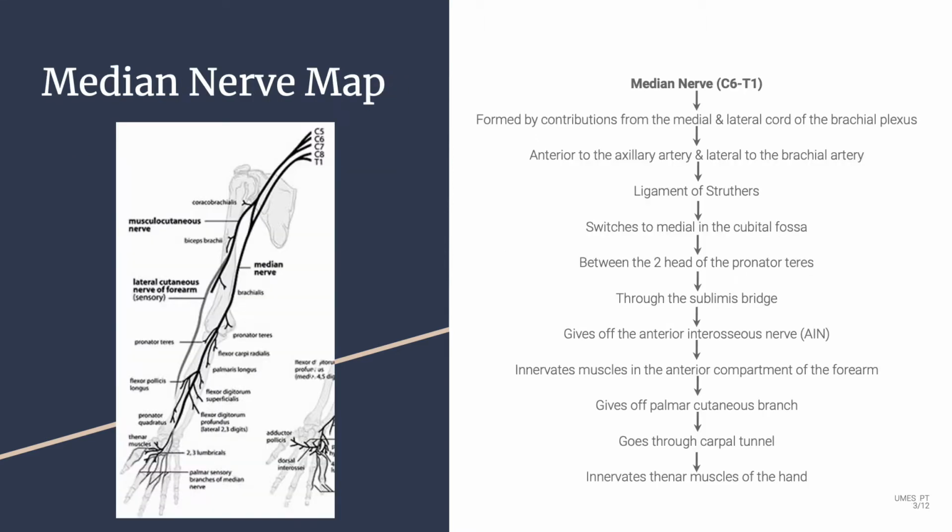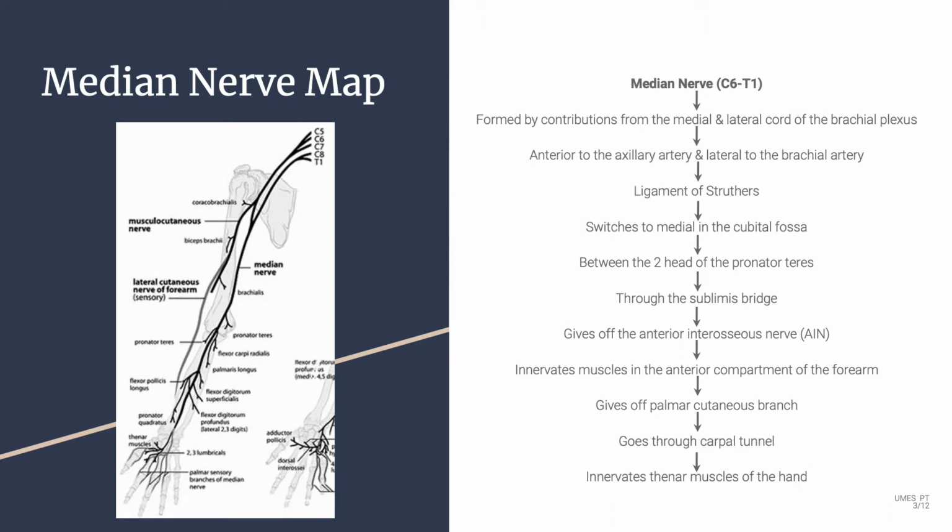So now we're going to go over the median nerve map, and it's important to understand the course of the nerve because it could get compressed anywhere along this course, not just at the carpal tunnel. So the median nerve originates from roots C6 to T1, and then it's formed by the contributions from the medial and lateral cord of the brachial plexus. It passes anterior to the axillary artery and lateral to the brachial artery.